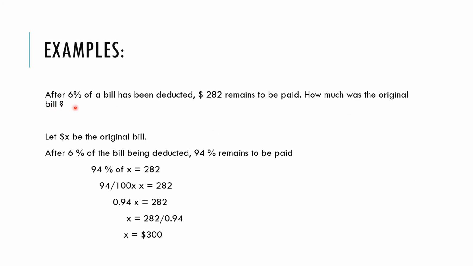After 6% of a bill has been deducted, $282 remains to be paid. How much was the original bill? Now let X dollars be the original bill. After 6% of the bill being deducted, 94% remains to be paid. So 94% of X is $282. 94 over 100 into X is 282. 0.94X is 282. So X is equal to 282 over 0.94. That turns out to be $300. So the original bill was $300.